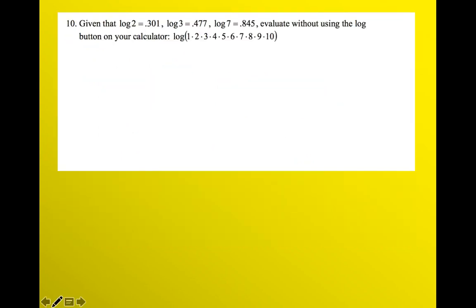Okay, so this last one is really neat. I'm going to tell you, you're probably going to use a calculator at some point for this, but we want to do this without using the log button in our calculator, which we really haven't done at all. So what I've done is I provided you an estimation of log of 2, log of 3, and log of 7. What is the base for these? 10, because there's nothing there.